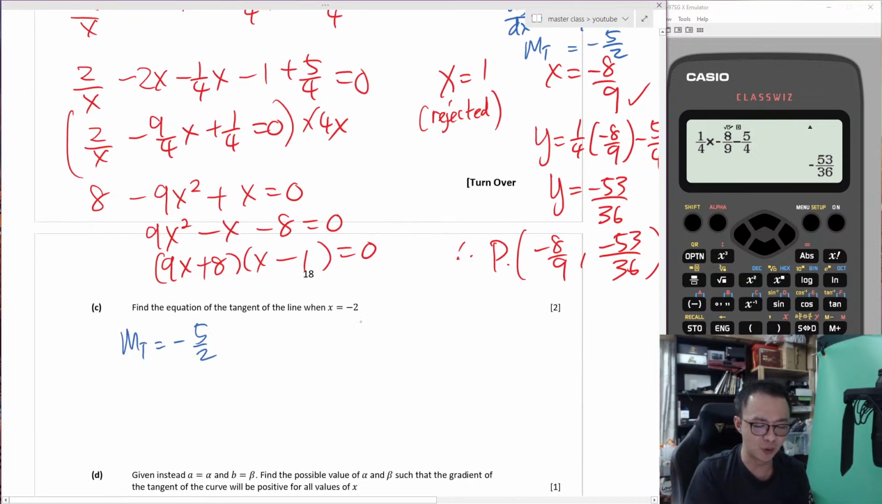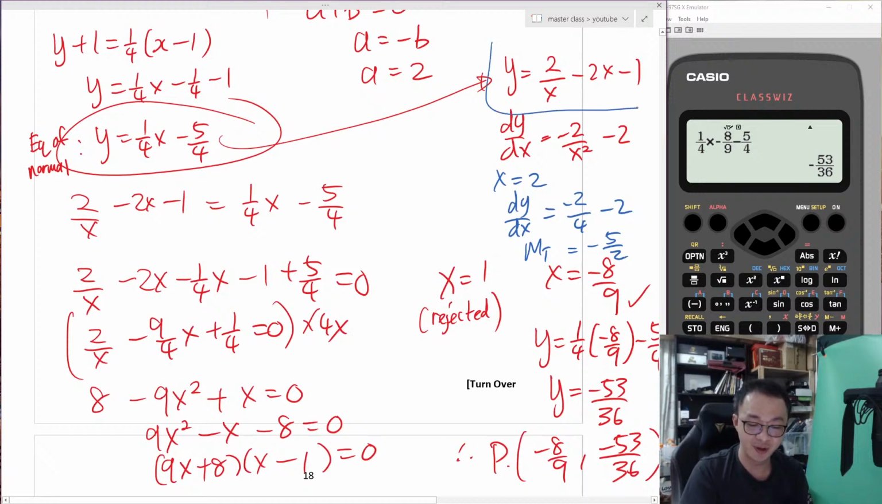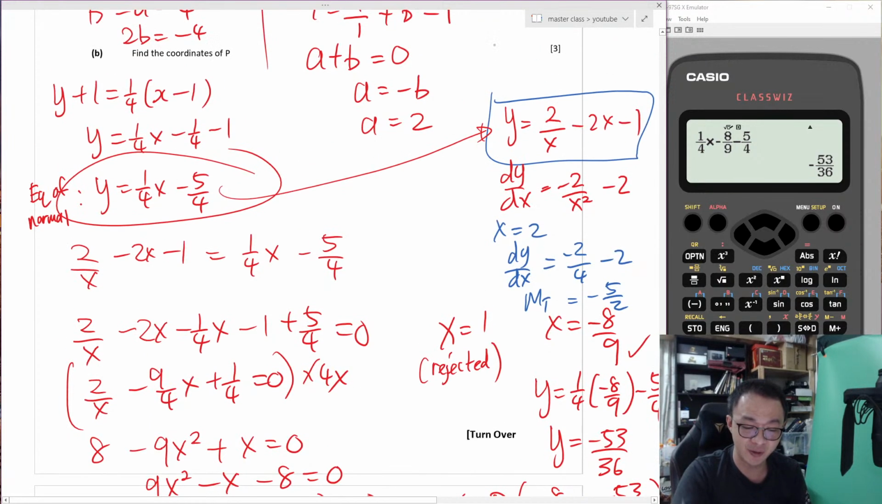I need to have a coordinate y here. So I want to sub this one back, go back to the curve equation, which is this one. Alright, let's see what is the y coordinate. 2 over 2, which is 1. 1 minus 4 minus 1. So which is negative 4.